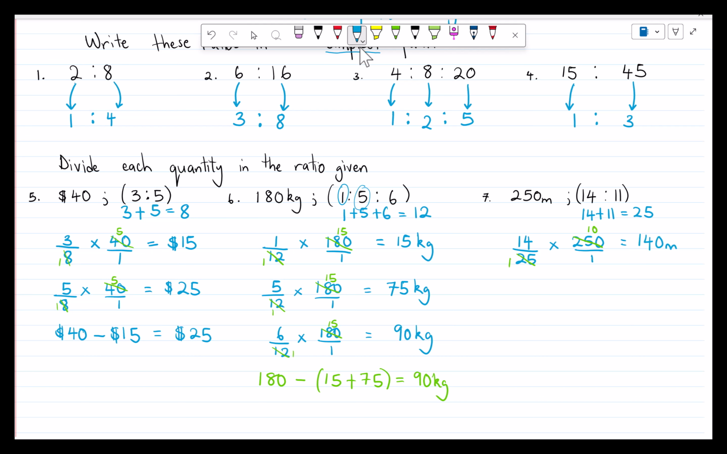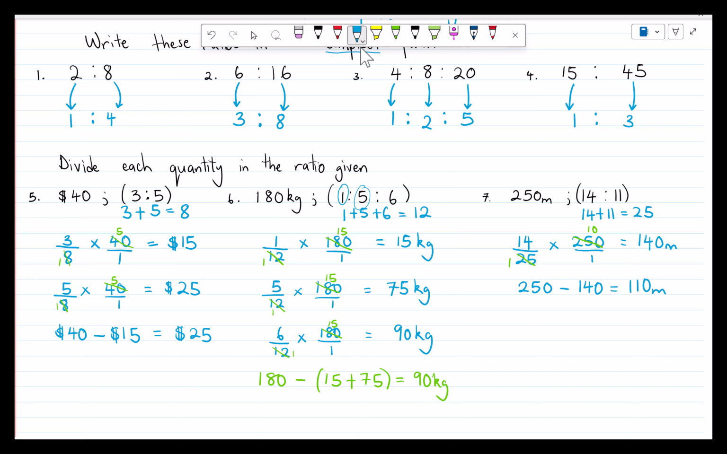Then you decide whether you want to do it the multiplication way or you want to do the subtraction way. I'm going to do the subtraction way because right now it is much easier, because remember, with only two ratios you can simply subtract. So to get the other ratio's value, we then say 250 minus 140 and we get our answer as 110 meters. So for the ratio of 11, we get 110 meters.